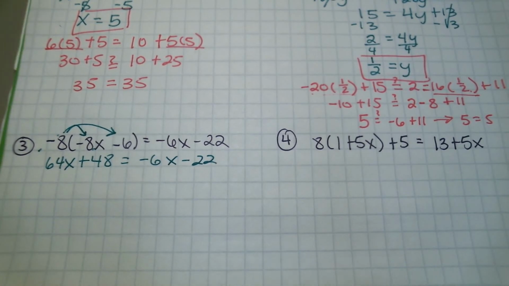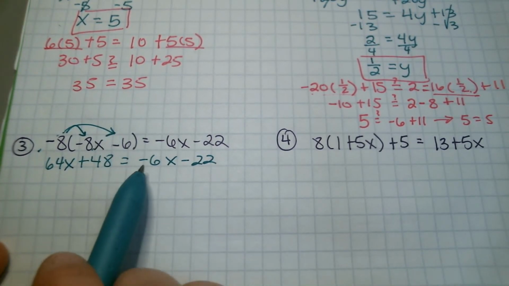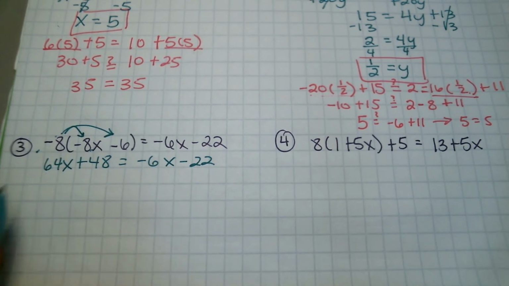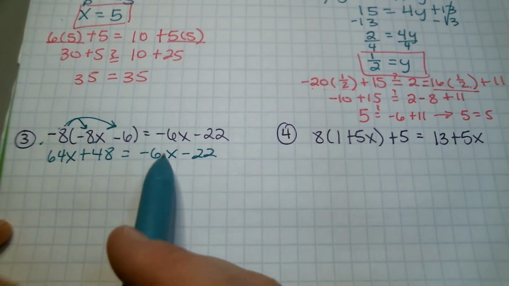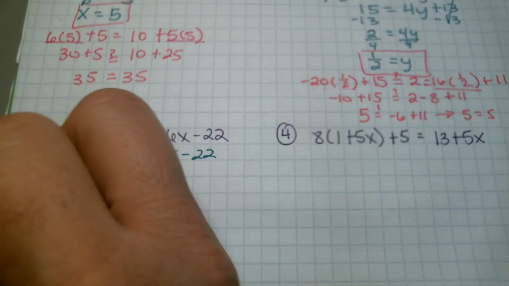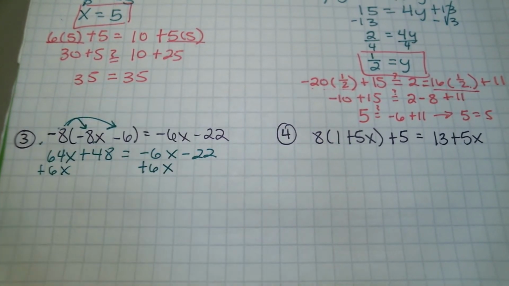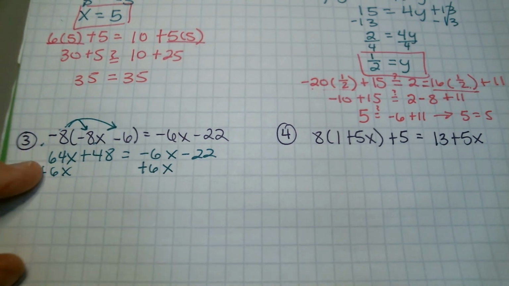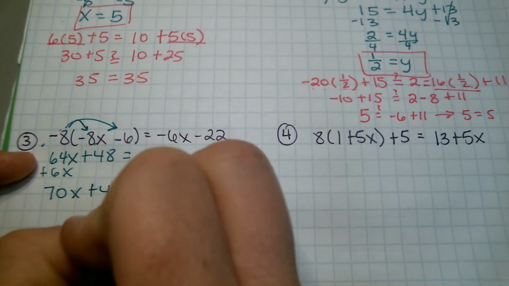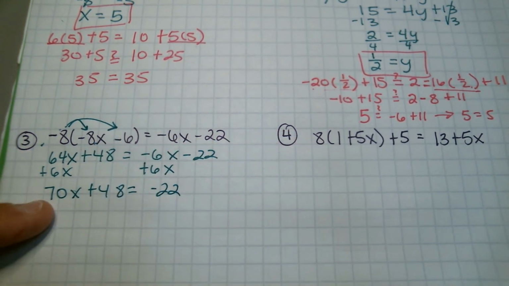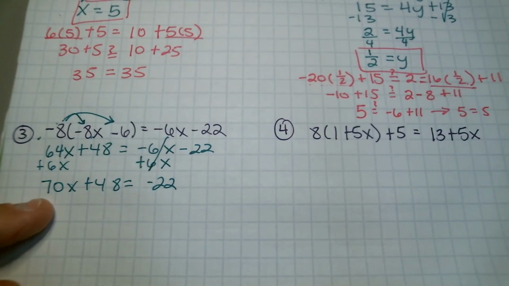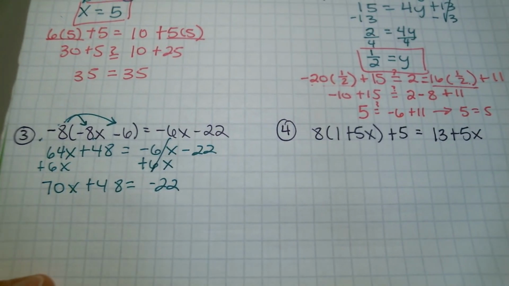All right, so I got to decide, do I want to add the opposite of negative 6, or do I want to add the opposite of negative 64? And hopefully you're seeing, I definitely want to add the opposite of negative 6, which is positive 6 to both sides, because that way I will end up with a positive amount of x's. So that equals negative 22. So I end up with this canceling. 70x plus 48 equals negative 22.